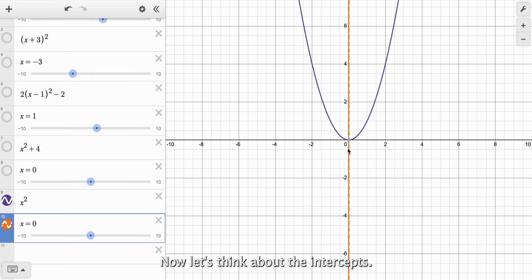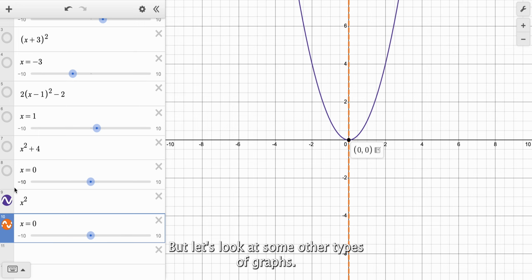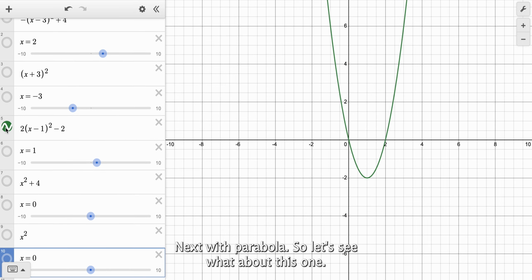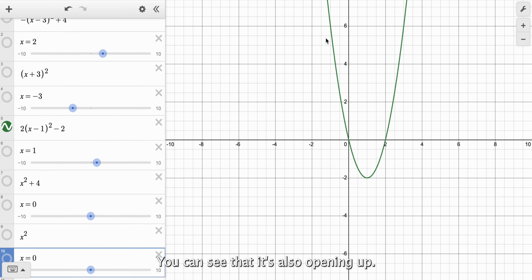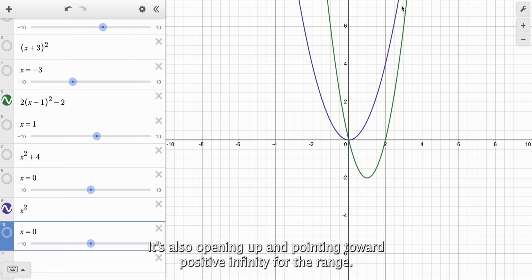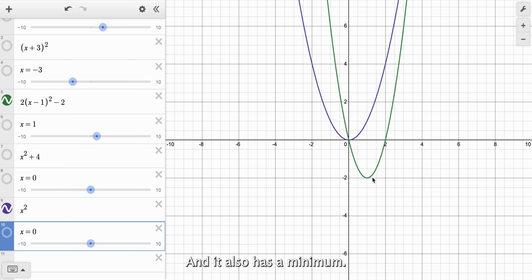Now, let's think about the intercepts. We only have one intercept. It's both the x and y intercept on this graph, and it's 0, 0. But let's look at some other types of graphs next with parabolas. So let's see, what about this one? You can see that it's also opening up. Compared to the parent function, it's also opening up and pointing toward positive infinity for the range. And it also has a minimum, but this time it's shifted to the right and it shifted down.